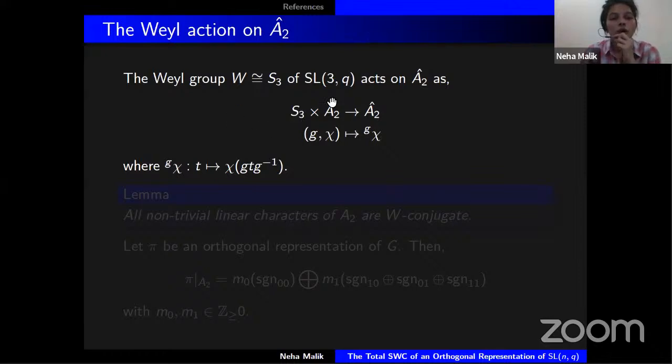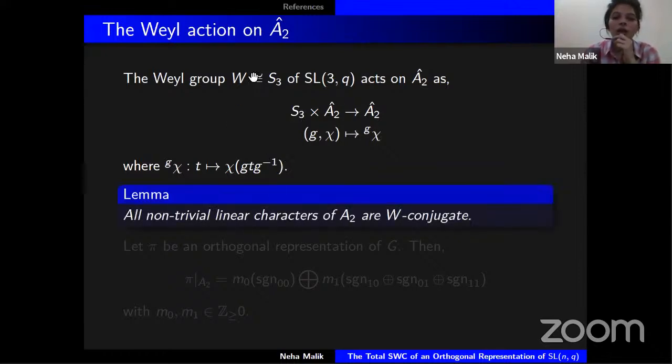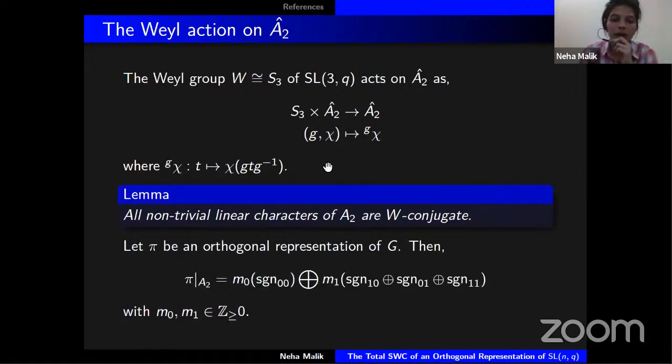Also, under this action on the character group of A2, we have this lemma that all the non-trivial linear characters of A2 are W conjugate. And how does this help in our cause? If you take any pi, an orthogonal representation of G, and see its restriction to A2, then the characters of A2 which are in the same orbit will have the same coefficient in this restriction. So pi restricted to A2 looks like this. All these are non-trivial characters of A2, so they will have the same coefficient, this m1, in this restriction.